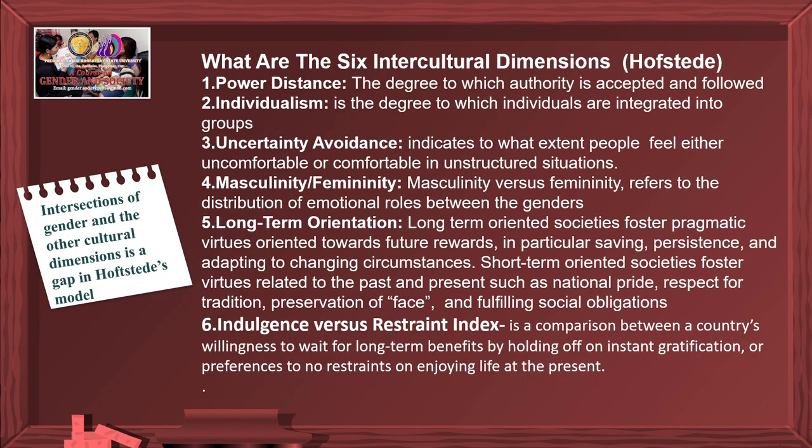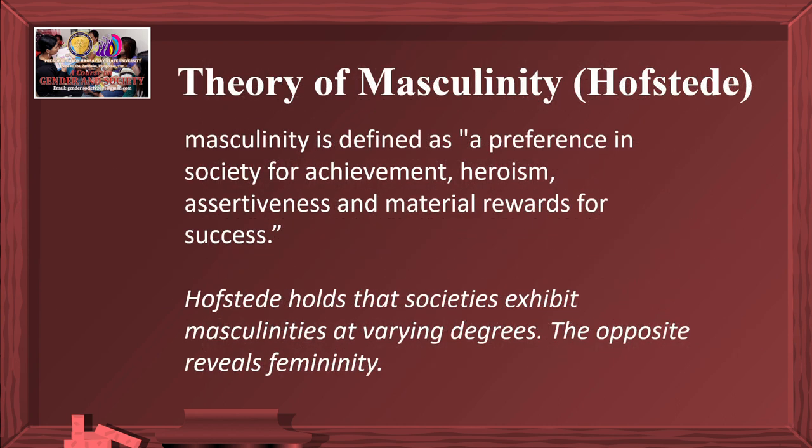To explain further, the six intercultural dimensions of Hofstede include femininity and masculinity being one of them, but they also include power distance, individualism, uncertainty avoidance, long-term orientation, and indulgence versus restraint index. But we will focus on the theory of masculinity and femininity. For Hofstede, masculinity is defined as a preference in society for achievement, heroism, assertiveness, and material reward for success.